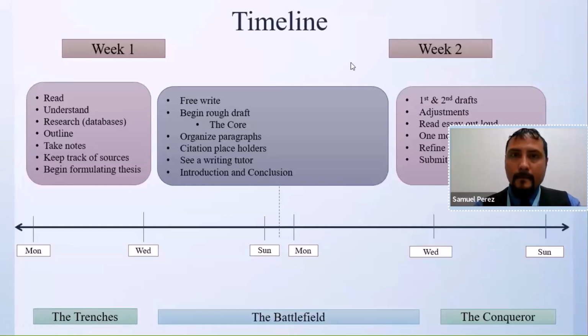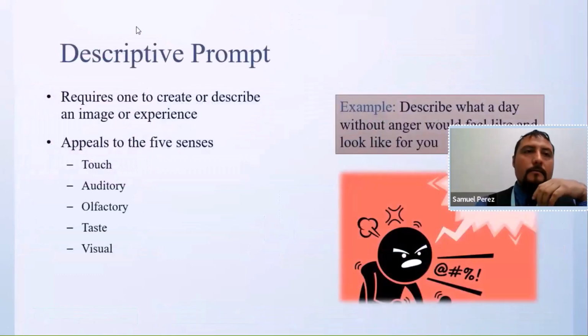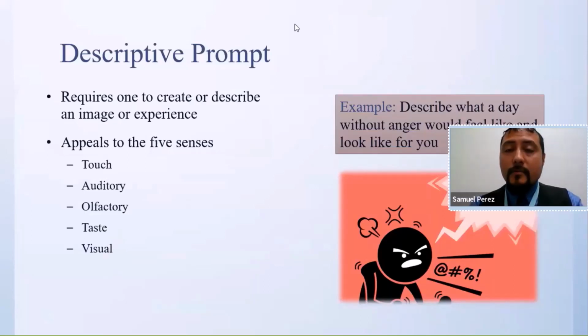But let's do an example. I chose probably the easiest type of prompt, a descriptive one. It just requires you to describe an image or an experience. And usually when you're describing, you want to appeal to the 5 senses: touch, auditory, olfactory, which is smell, taste, and visual. I have one here. Maybe we can play around with this one a little. Describe what a day without anger would feel like and look like for you.